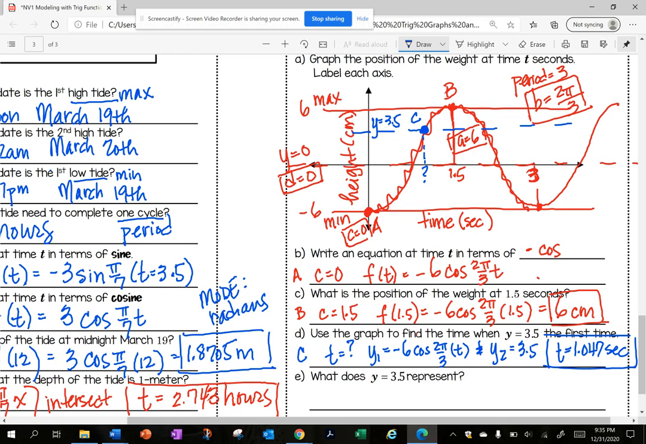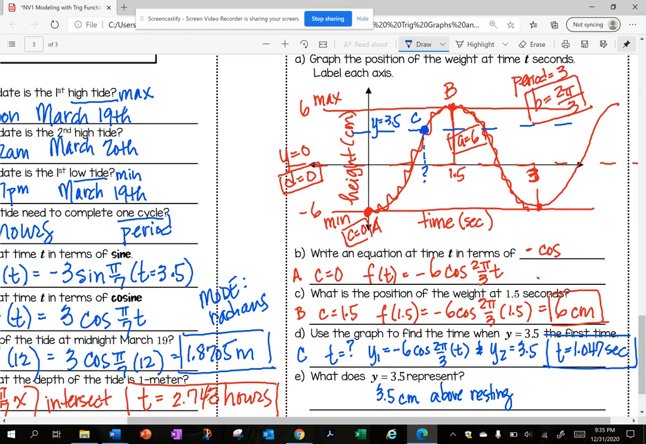My last question is, what does y equals 3.5 represent? And 3.5 is 3.5 centimeters above resting. Okay, so if I have a word problem that doesn't show me a complete graph, I have 4 equal parts. So depending on which fourth of the graph I have, I can still write my equation.